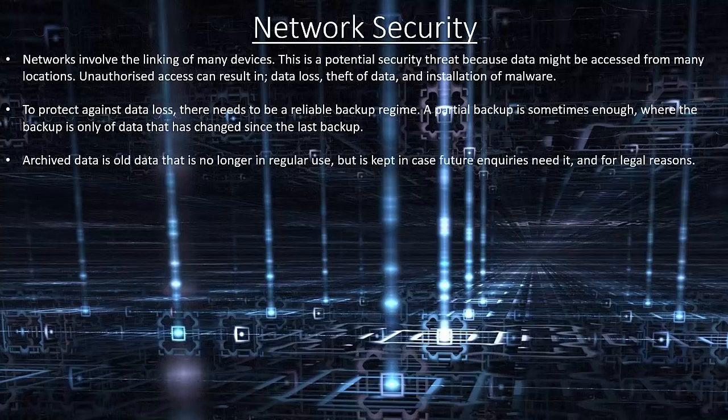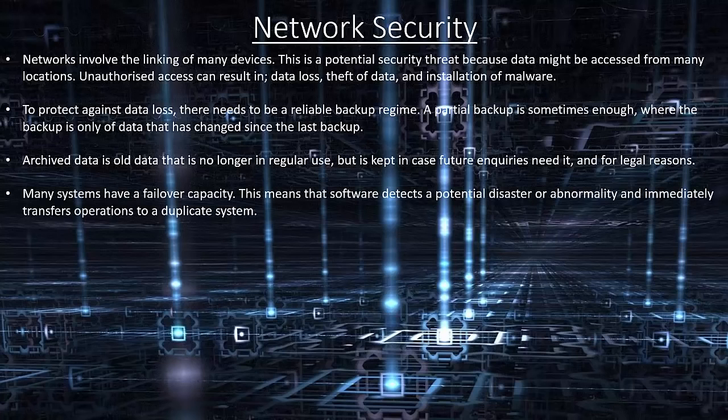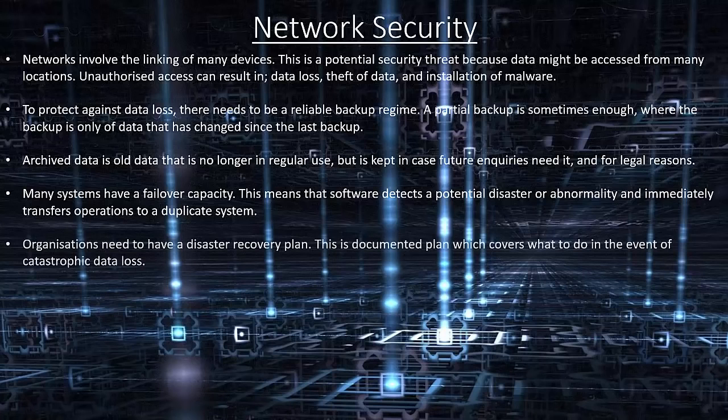Archived data is old data that is no longer in regular use, but is kept for future inquiries and for legal reasons. Many systems have a failover capacity. This means that software detects a potential disaster or abnormality and immediately transfers operations to a duplicate system. Organizations need to have a disaster recovery plan. This is a documented plan which covers what to do in the event of catastrophic data loss.